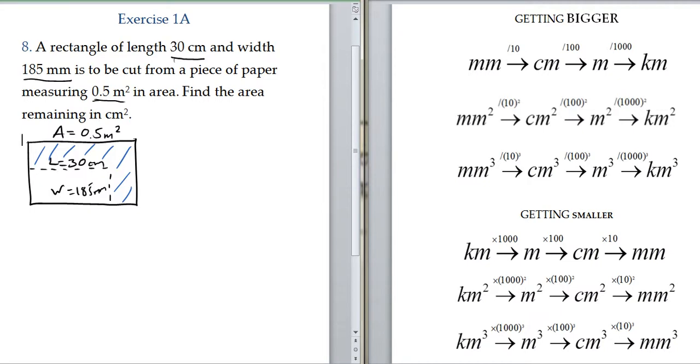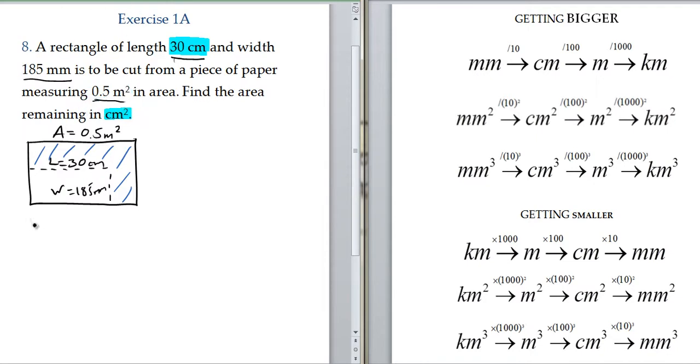Now, this might seem complicated at first, but if we look at our desired unit, the unit that they want us to answer in, well, we know that it's centimeters squared. That should always be our first step. So straight away, we're going to look to put everything either into centimeters squared if it's already in 2 dimensions, or into centimeters if it's in 1 dimension. Alright, so this first one here, 30 centimeters, well, we don't even need to convert that because it's already in centimeters, right? So this one's okay, don't need to do anything with it. However, the 185 and the 0.5 meters squared, we do have to convert.